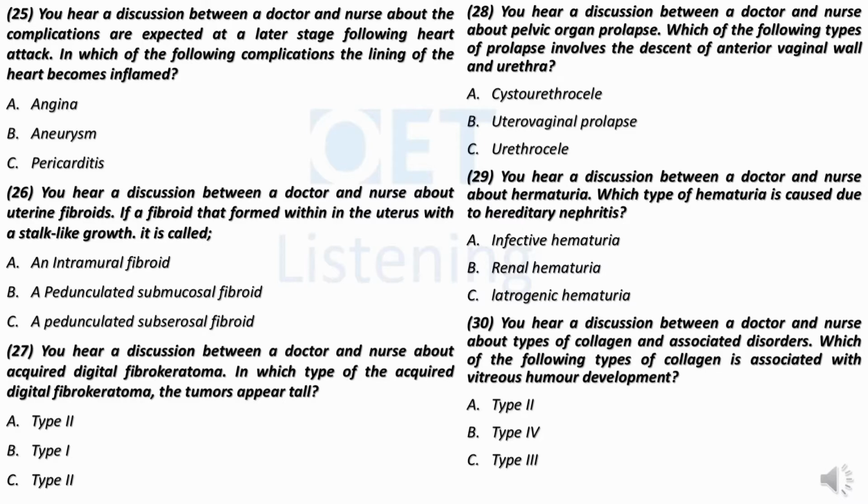Question 28. You hear a discussion between a doctor and a nurse about pelvic organ prolapse. Doctor, what is pelvic organ prolapse? Well, pelvic organ prolapse refers to the condition in which one or more of the pelvic organs suffers descent from their normal position in the pelvis.